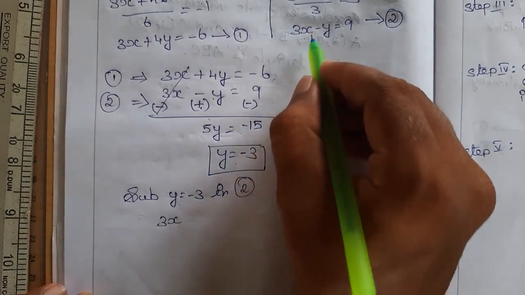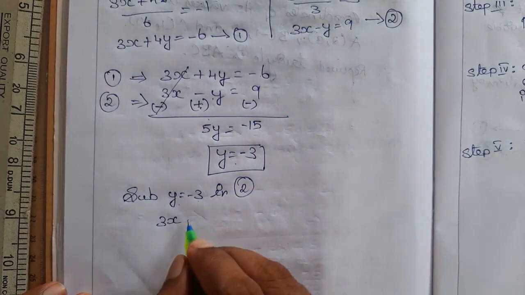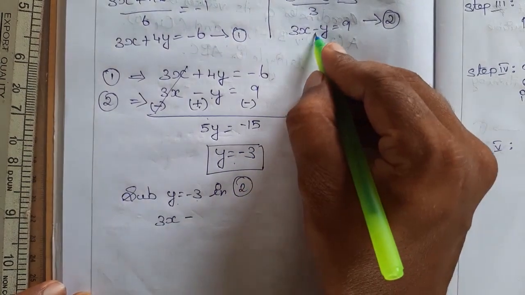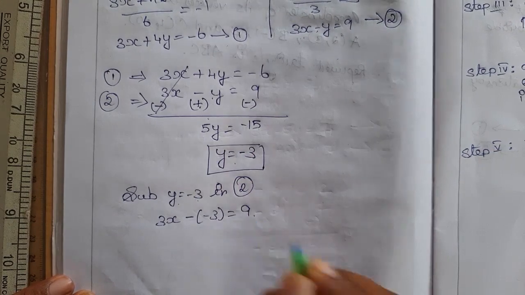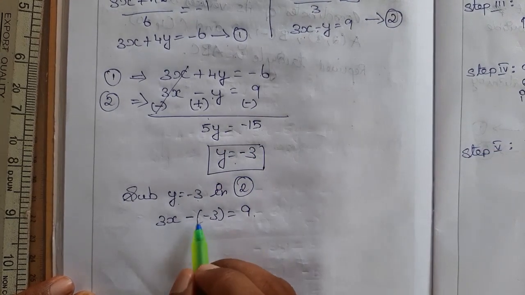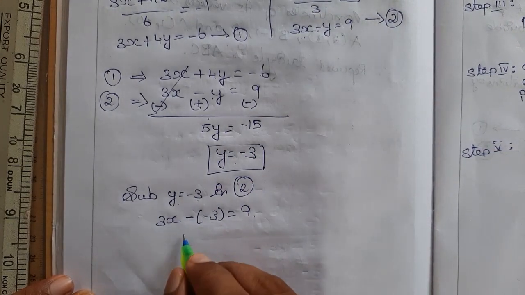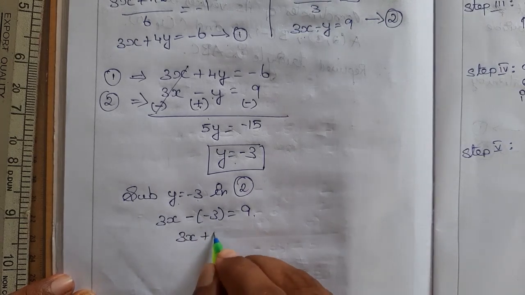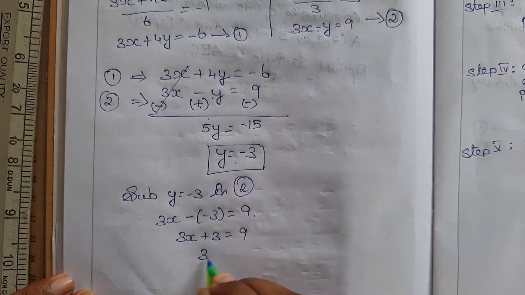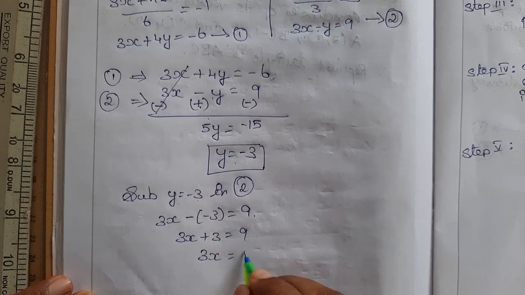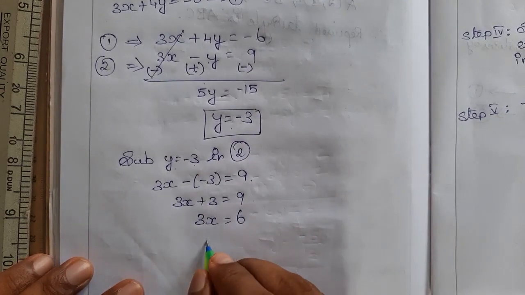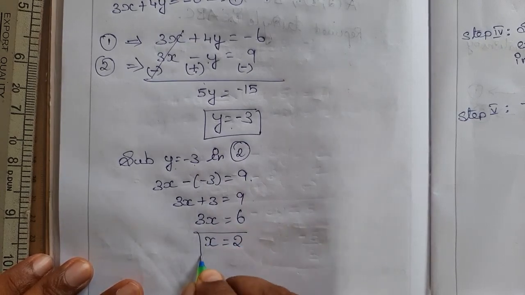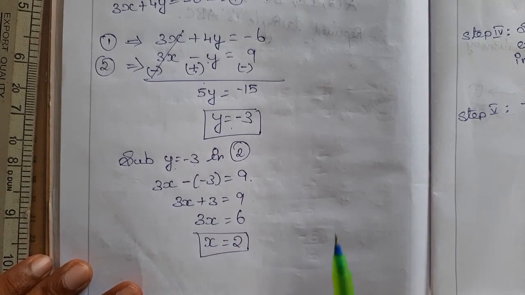3x will be as it is. So minus y, instead of y we have to substitute minus 3 here. So minus is for this equation and y value is minus 3, is equal to 9, right? So minus into minus is plus, so 3x plus 3 is equal to 9. So 3x is equal to 9 minus 3, which is 6. 3x is equal to 6, then x is equal to 2, right? That's it.